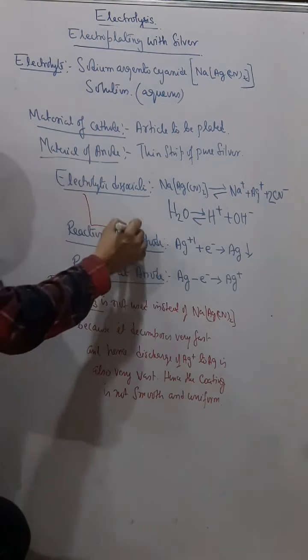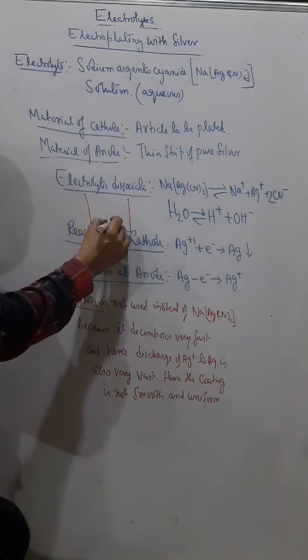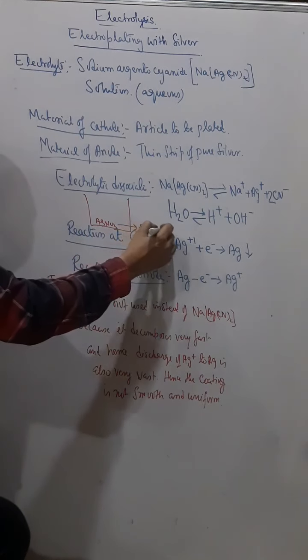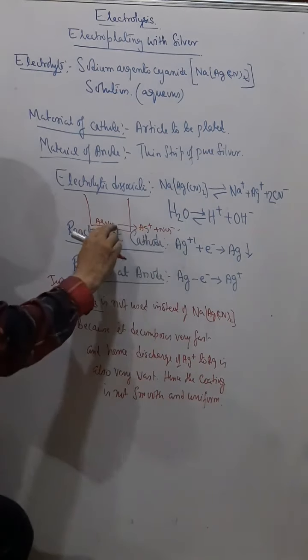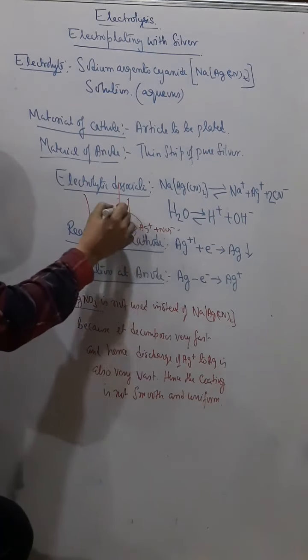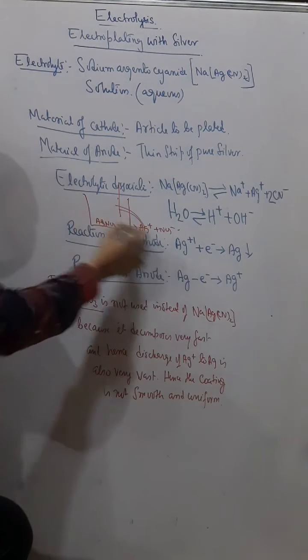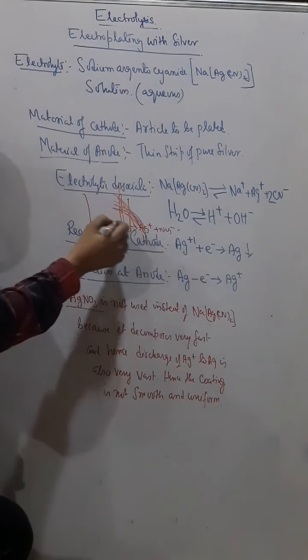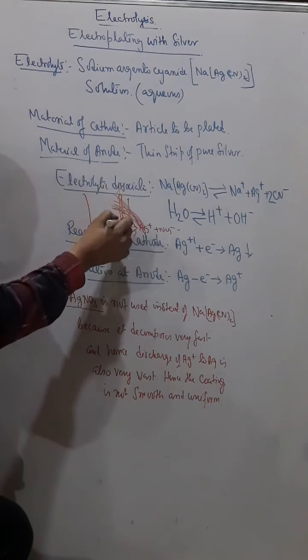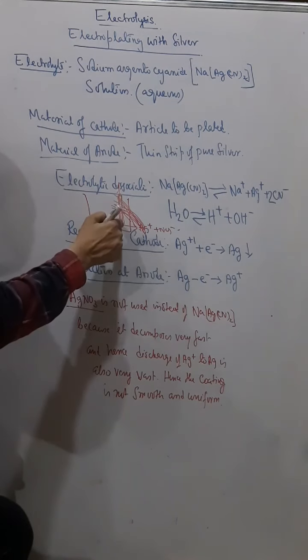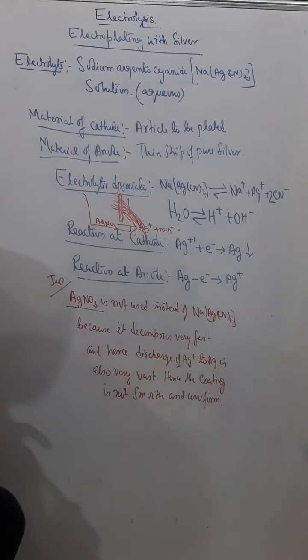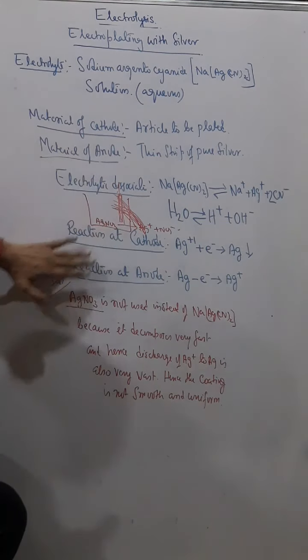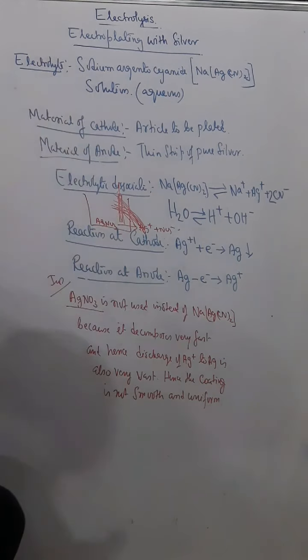So this AgNO3 breaks to give Ag plus and NO3 minus, so this decomposition is very fast, and hence the Ag plus splits very fast, and therefore gets deposited also very fast. And since the splitting and deposition is very fast, the coating is not smooth, and it is also not uniform. So it's not uniform and it's not smooth, hence we neglect AgNO3. Instead of that we use sodium argentocyanide, okay, understand?